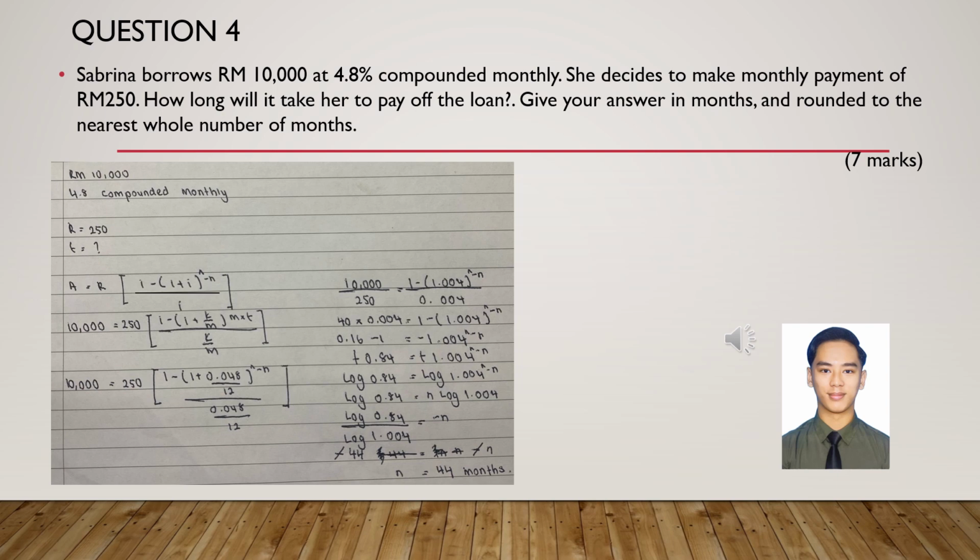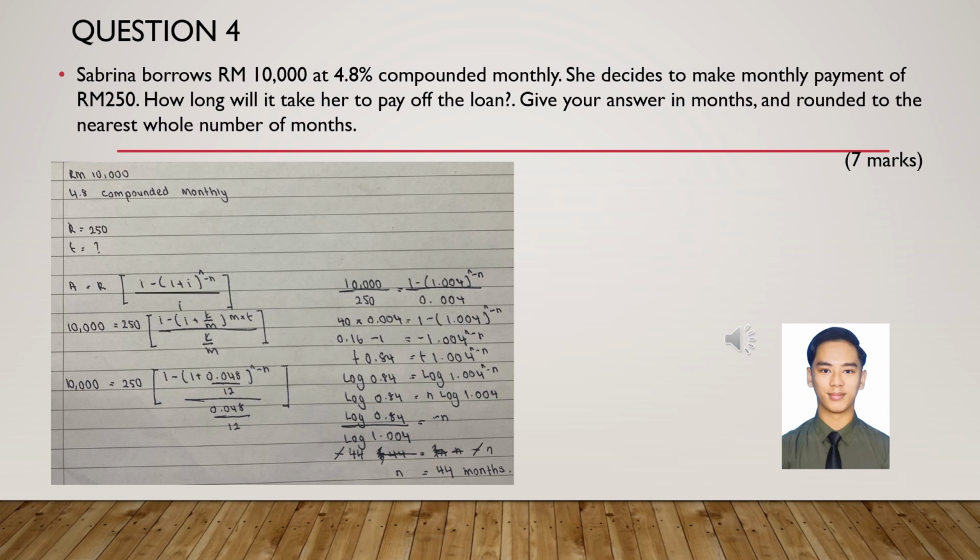So 40 times 0.004 equals 1 minus bracket 1.004 power negative N. So 0.16 minus 1 equals negative 1.004 power negative N. So you get negative 0.84 equals negative 1.004 power negative N. What you need to do, you can just cut the negative.